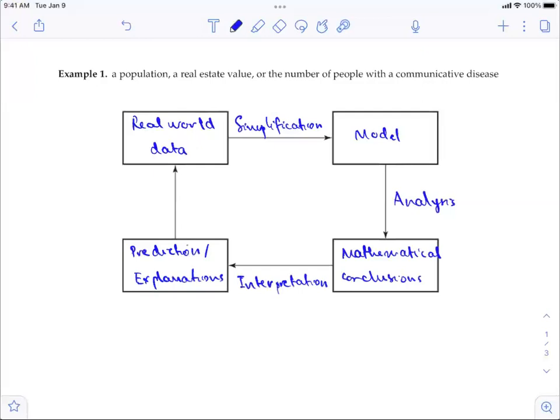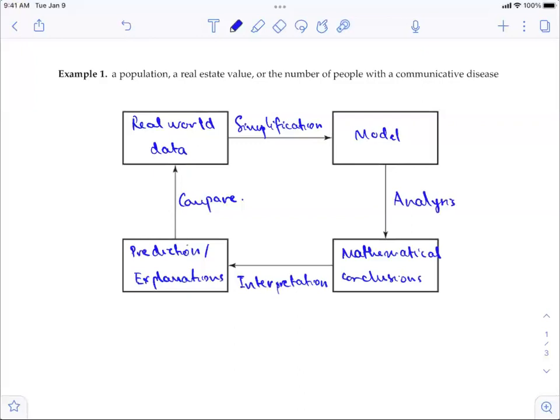And after these predictions, you can compare again with the real world data and see if it matches, or whether there are any modifications that we need to do.